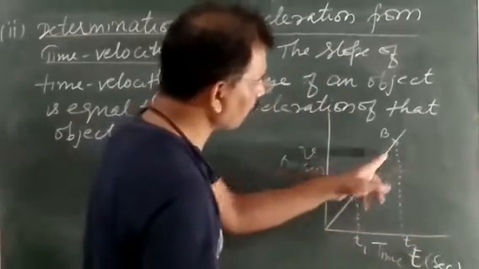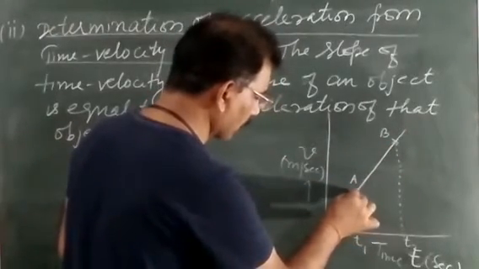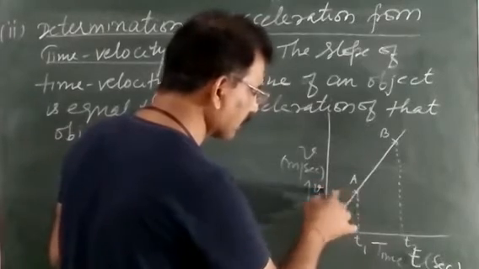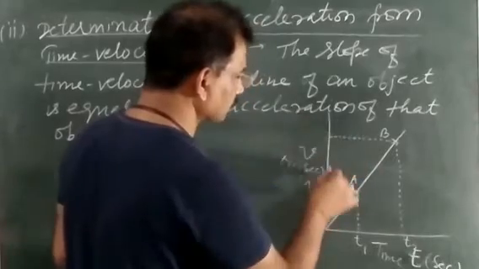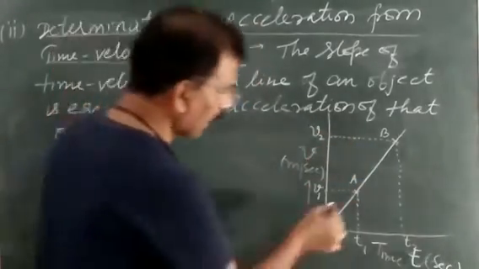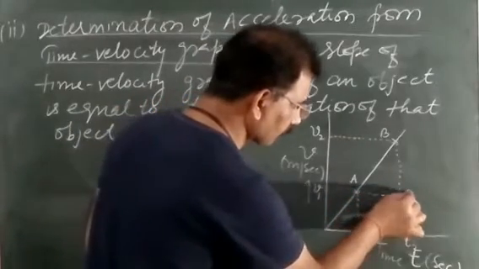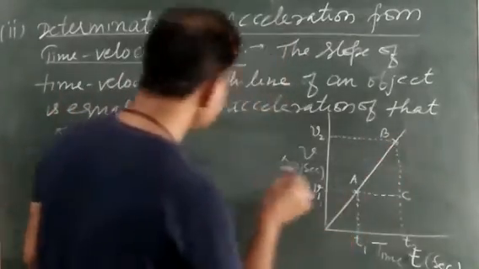A and B, you take any two points on this graph line. Similarly, you drop the perpendicular from A on the velocity axis. Suppose it cuts the velocity axis at V1, and in the same way when we drop the perpendicular from B on the velocity axis, suppose it cuts the velocity at V2. Now you extend this line, extend this one, this one is C.